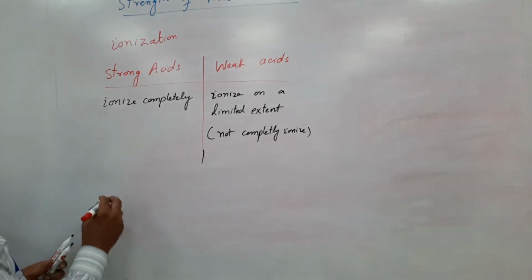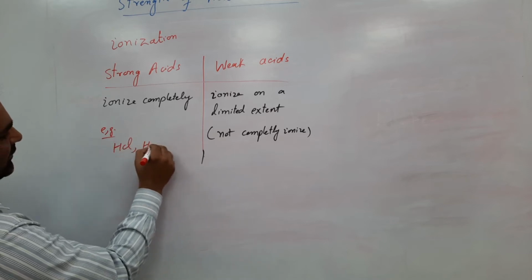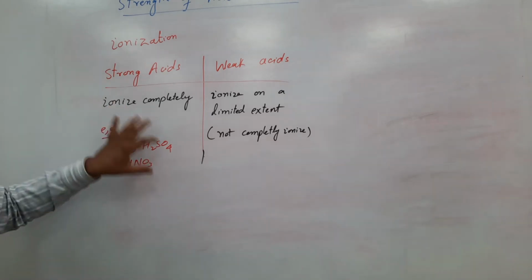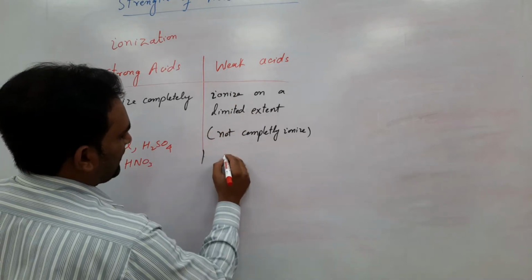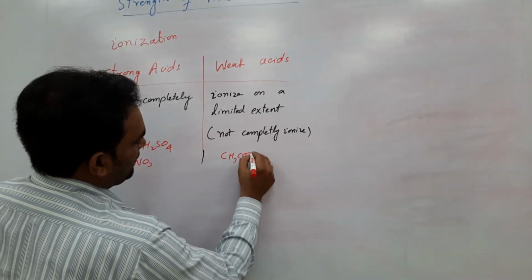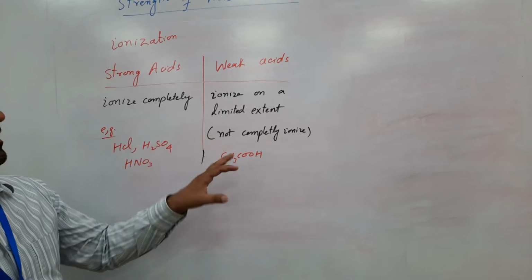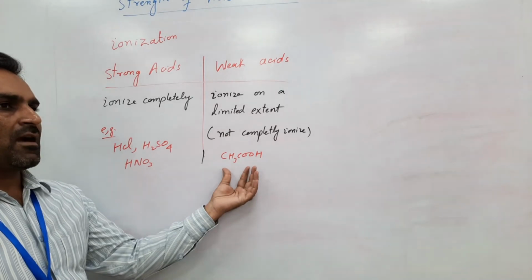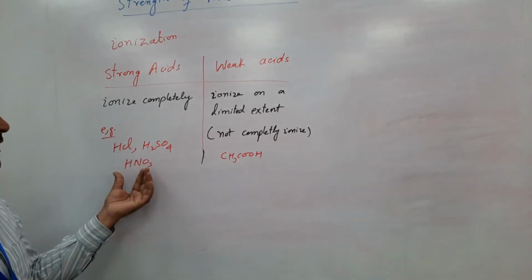For example, in this case, you have HCl, H2SO4, and nitric acid. These acids have the ability to ionize completely. And for weak acids, I will give you one example: acetic acid, benzoic acid, oxalic acid, or all organic acids are weak acids. They will not be able to ionize themselves completely.